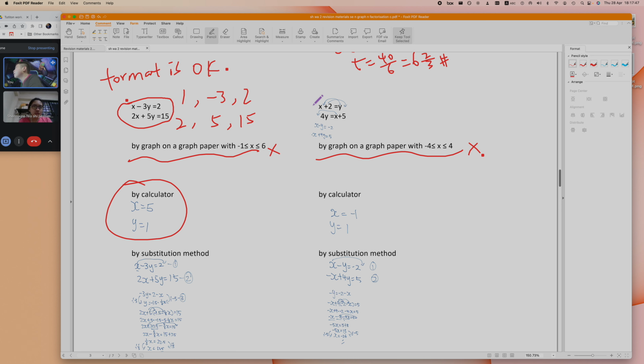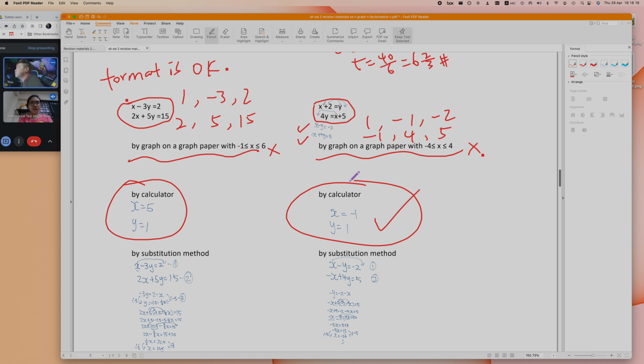But for this one, the format is not okay. That's why you need to rearrange. Very good. You need to rearrange to the format that you want. So if you change to this format, what do you key in? 1, minus 1, and minus 2. Then for this one is minus 1, 4, and 5. Did you notice this? So that's why your calculator is correct. At least your calculator method is correct.